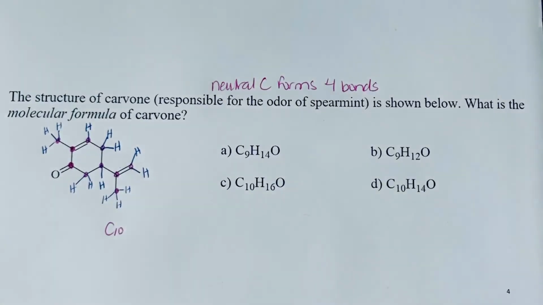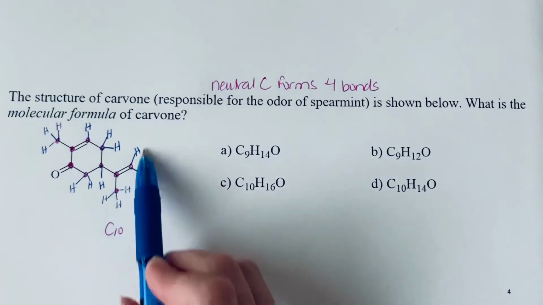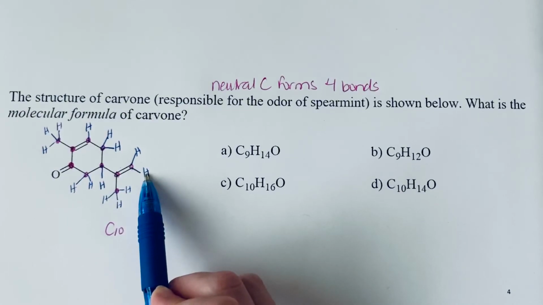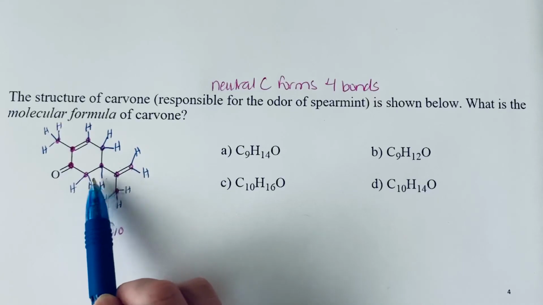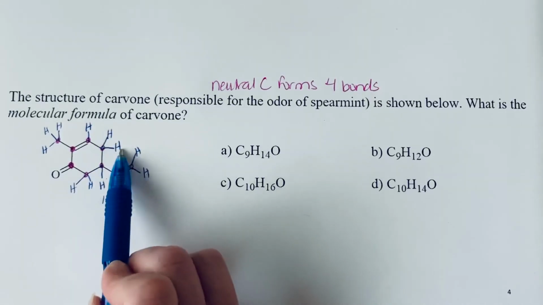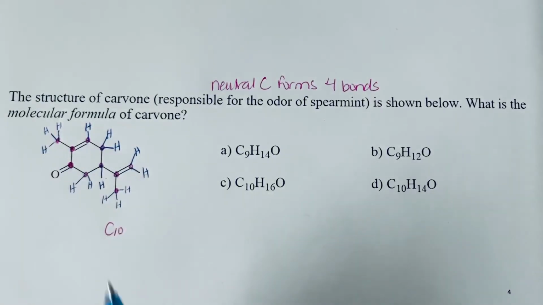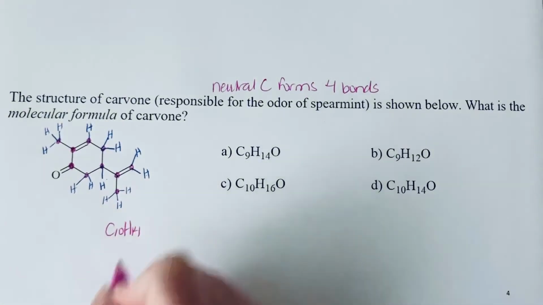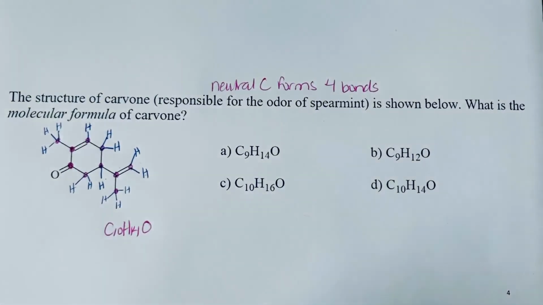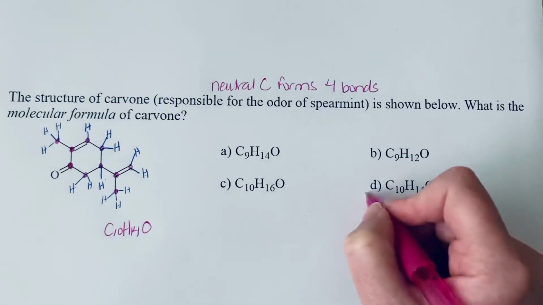And then we just need to tally these up. So we can see 3 plus 2, that's 5. So we've got 5, 6, 8, 10, and then 14. So this is C10H14, and then we see the oxygen. So this is D.